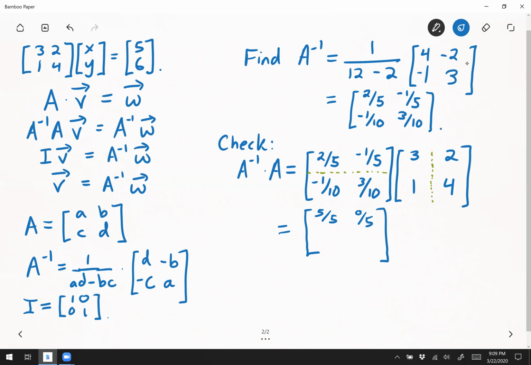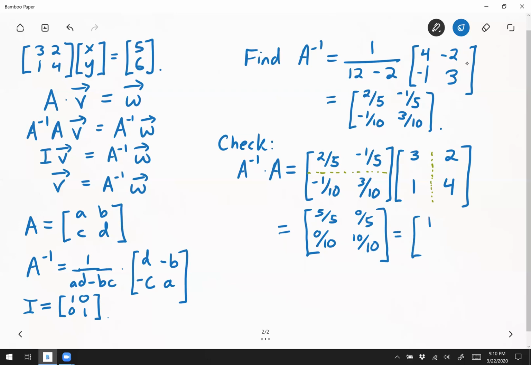That'll be 0/5. That works out well. On the bottom left of the product, we're going to do the dot product of the bottom row with the left vector here. We'll have -3/10 plus 3/10 gives us 0/10. For the bottom right entry, bottom row dot product with the right column, we'll have -2/10 plus 12/10. -12 plus 2. So we're going to get 10/10.